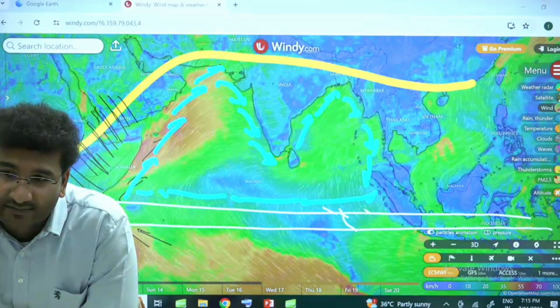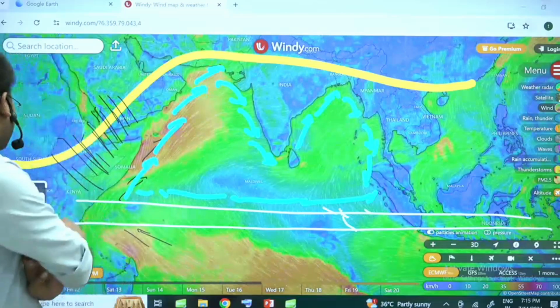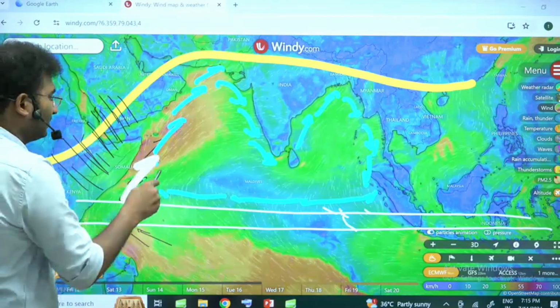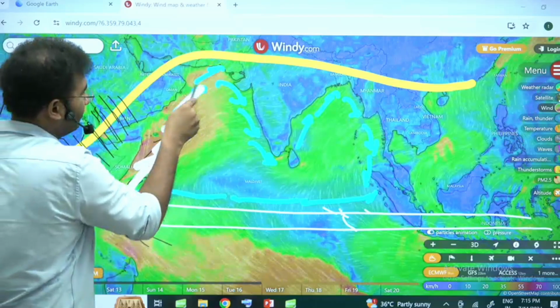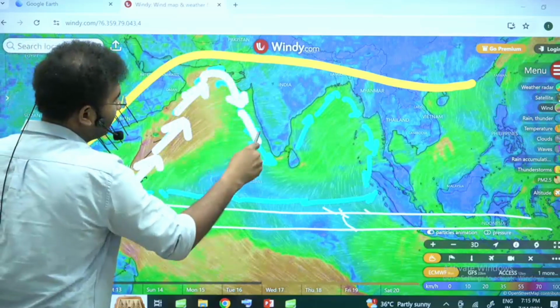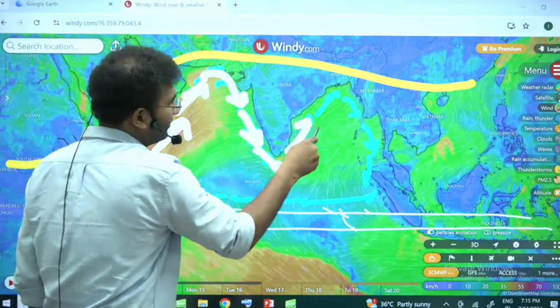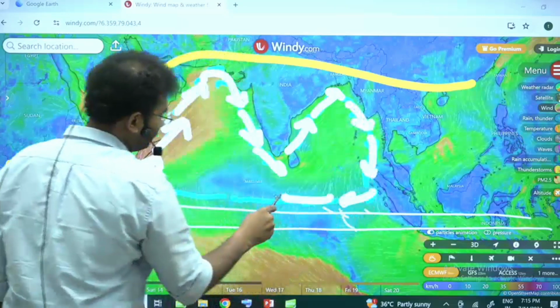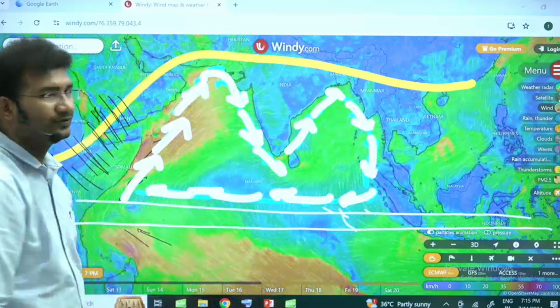ITCZ pass hai. Are you able to understand? The oceanic currents are moving just under the influence of winds in the Indian Ocean. Now this is the month of June. Okay, this is the month of June.